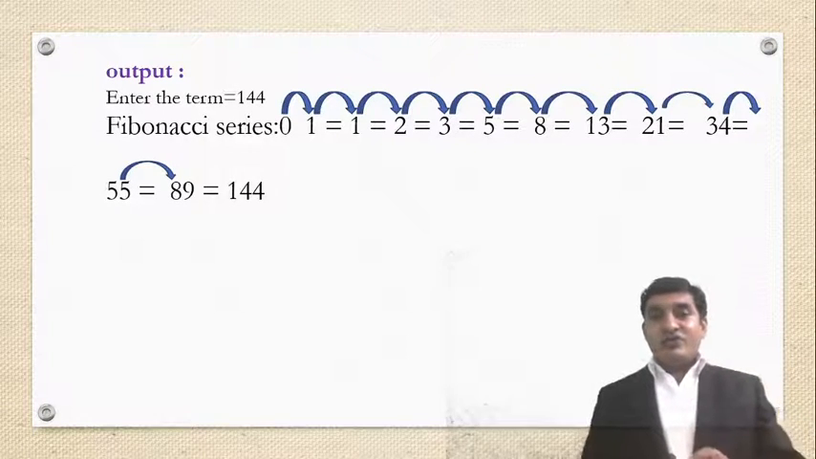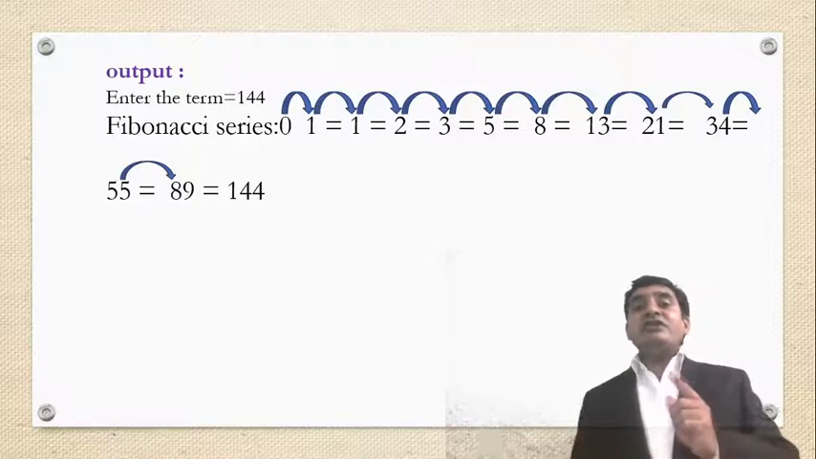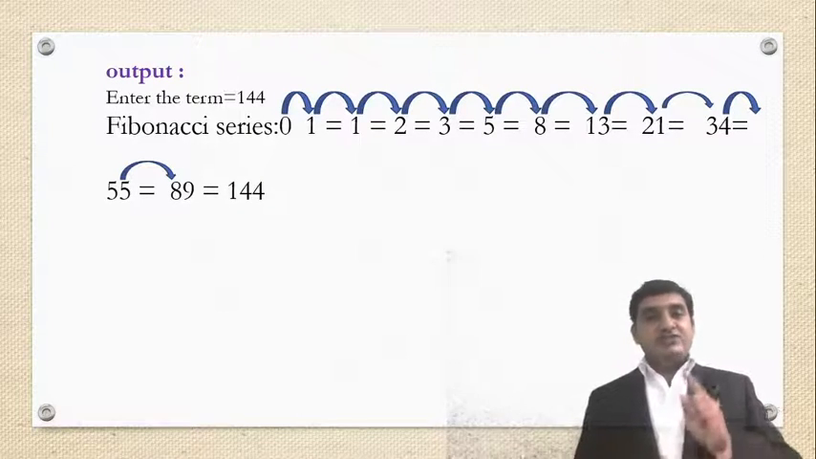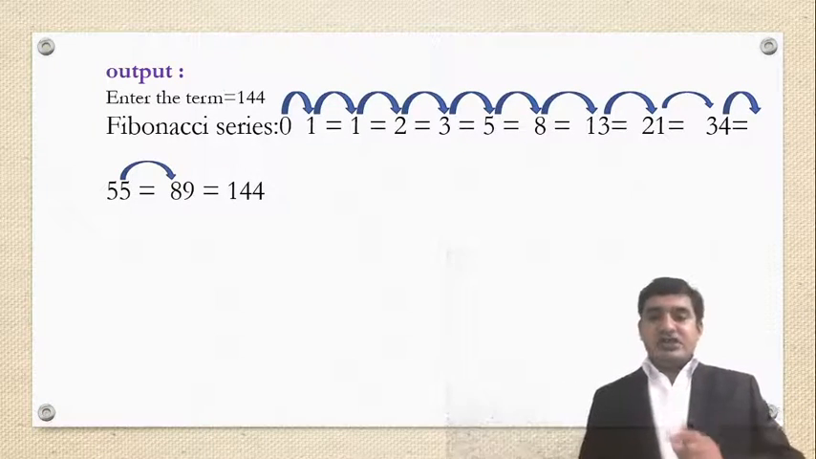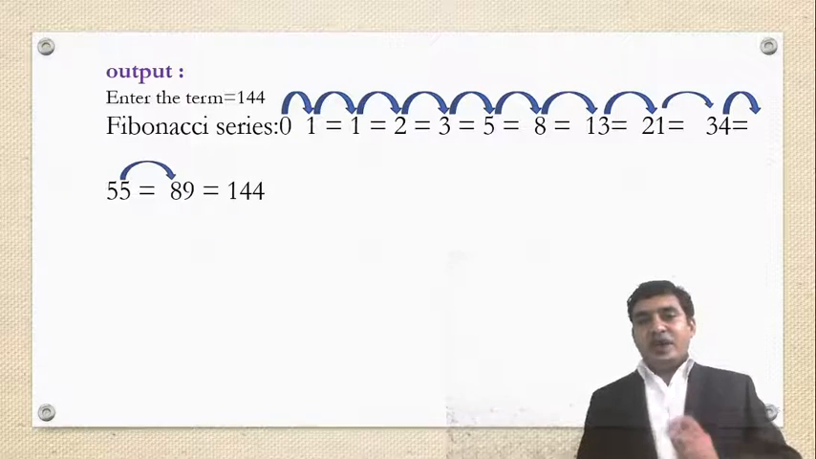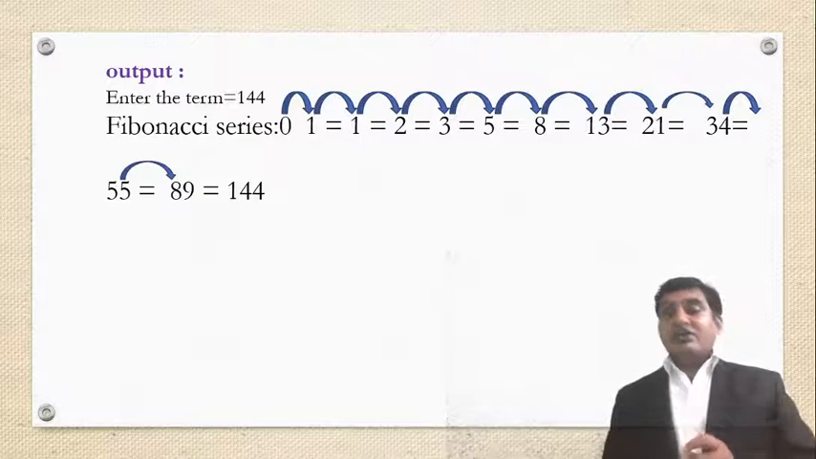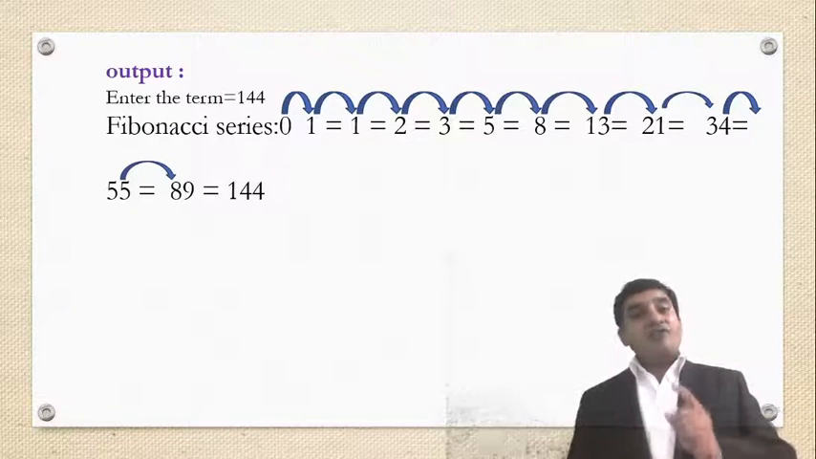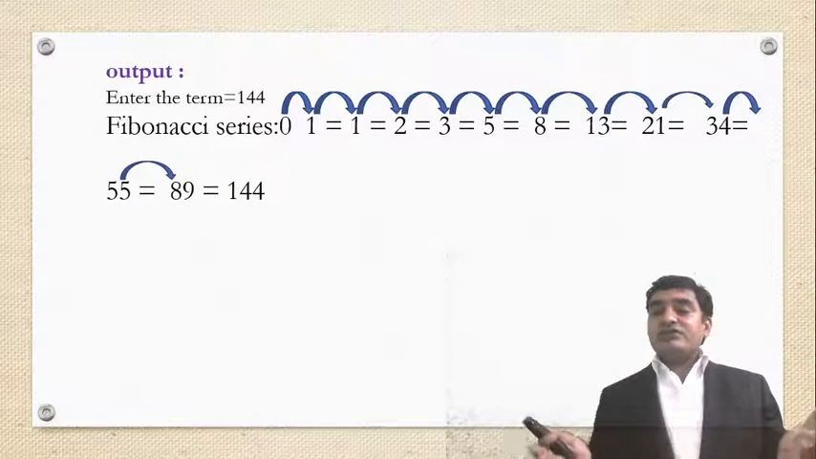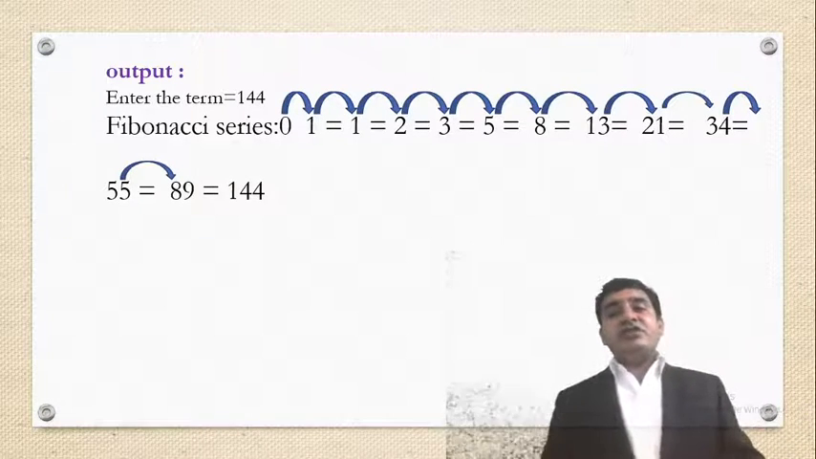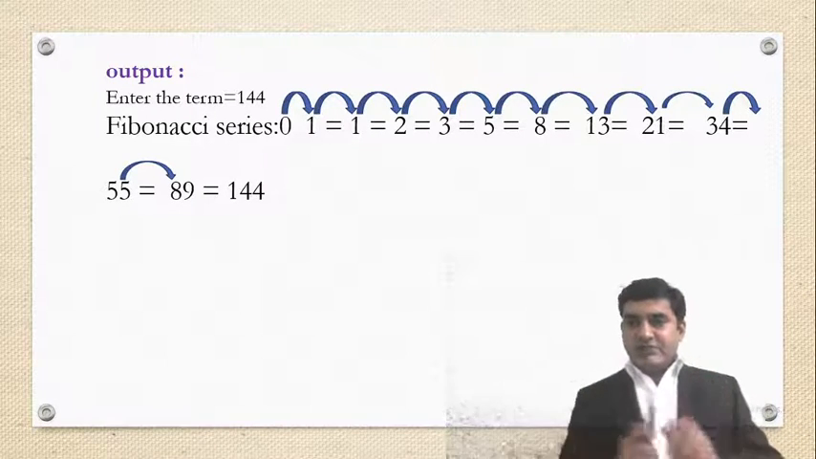Okay, now the third term is added with the fourth term, that is 1 is added with 2, we get the next term, that is 3. Now 2 is added with 3, we get the next term 5. 5 is added with 8, we get the next term 13. 13 is added with 21, the next term of the Fibonacci series is 34.